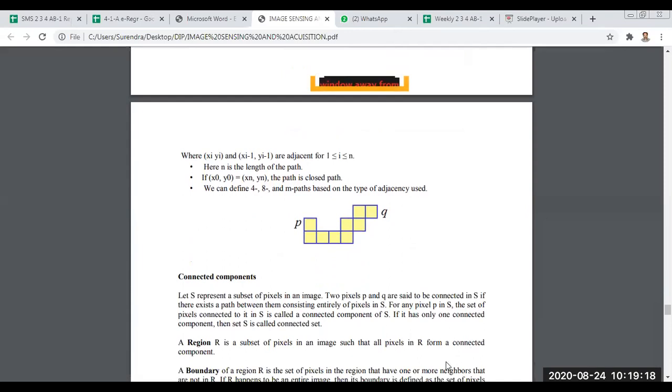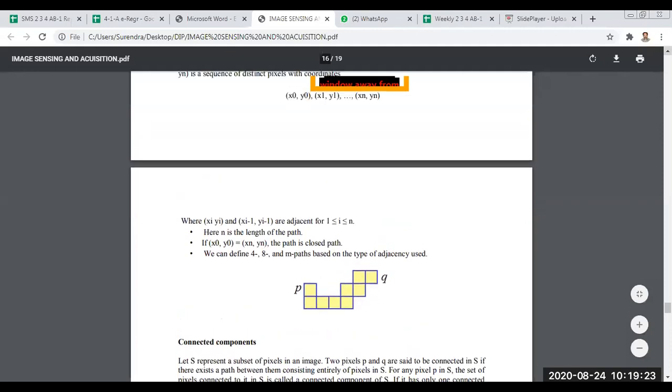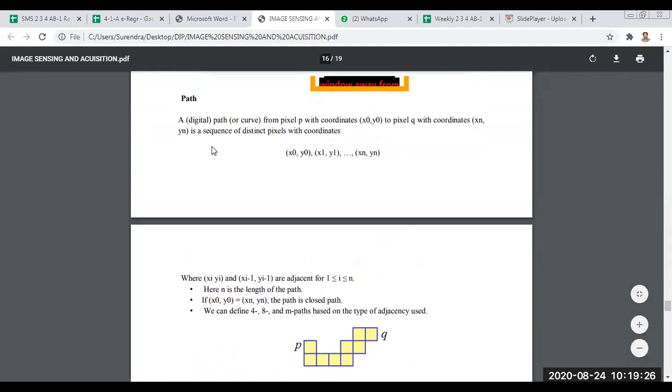Here there is a connection path from P to Q. What is a path? First of all, a digital path or curve from pixel P with coordinates x0, y0 to pixel Q with coordinates xn, yn is a sequence of distinct pixels with those coordinates. So how are we connecting P to Q? Here n is the length of the path. How are we calculating the path? We can define 4, 8, and M paths based on the type of adjacency used.